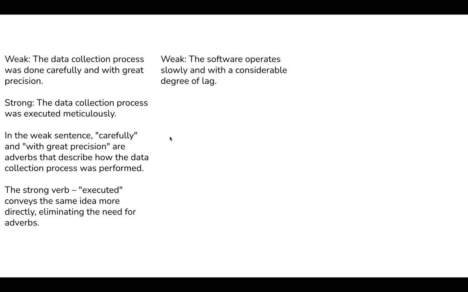Another example of that is the software operates slowly and with a considerable degree of lag, right? This is way longer than the strong verb usage, which just says that the software operates sluggishly. It operates slowly with a considerable degree of lag is way too long and just takes more time to process in your reader's brain. But if you say this software operates sluggishly, or you can even use slowly, it shows that the software is sluggish.